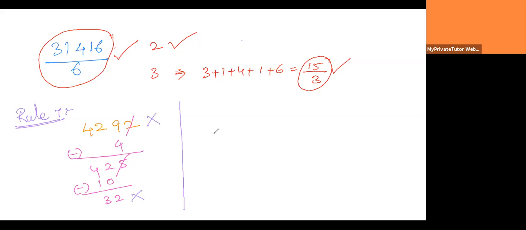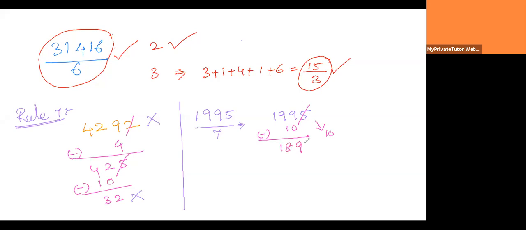Okay, let's take a different example. 1995. Is it divisible by 7? So what is the first step? We're just going to cross out the last digit. Just get rid of the last digit and double that. So 5 becomes 10, right? Then subtract from the remaining 3 digits, which is 199 minus 10, 189.